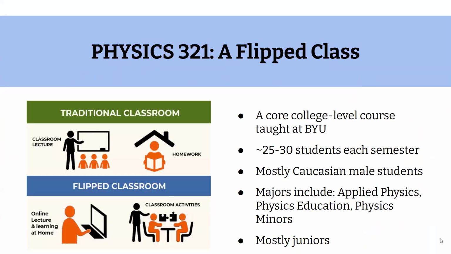So exactly just what Jefferson was saying. In a traditional classroom, the teacher stands in front, lectures, and then the students go home and do the homework. In a flipped classroom, students learn online, and then they come to class doing discussions, hands-on activities, experiments. So it's more interactive. My client has a class here at BYU teaching physics 321.